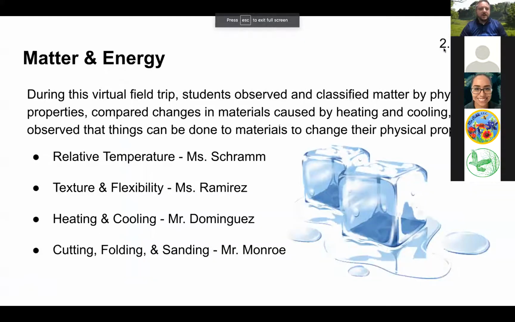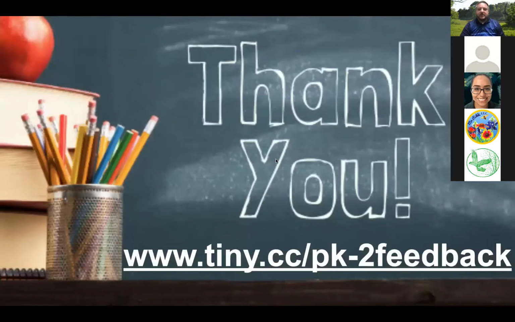So again, this field trip was all about matter and energy. We started off by exploring relative temperature with Ms. Schramm using a thermometer. Then we explored texture and flexibility with Mr. Ramirez. Next, we looked at how heating and cooling can change matter with Mr. Dominguez. And then we just saw how cutting, folding, and sanding can also change matter with Mr. Monroe.